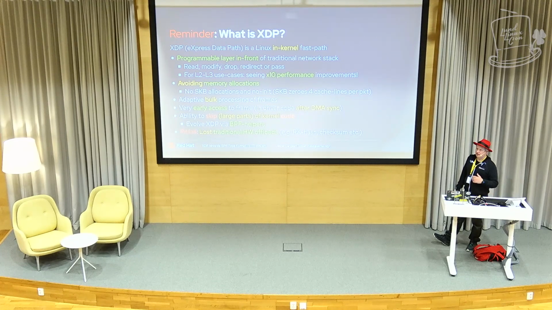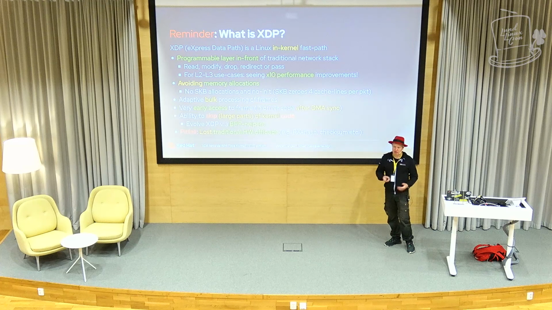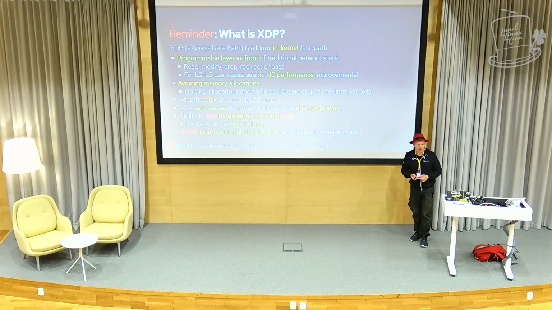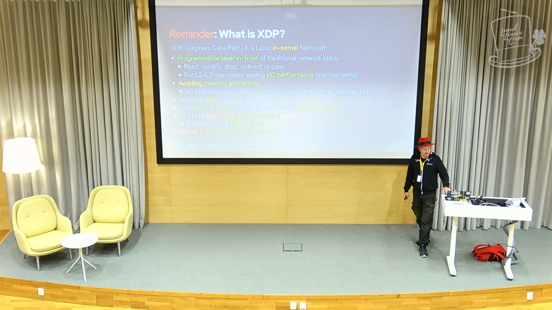The other thing that makes XDP faster is bulking, but the way we implement it is adaptive bulking, so we don't just do bulking for the sake of bulking or waiting. We only do bulking when there are actually frames ready in the receive descriptor ring. And what you get is very early access to the frame just after the DMA sync. And part of the trick to get these higher speeds is that we can skip large parts of the kernel code.